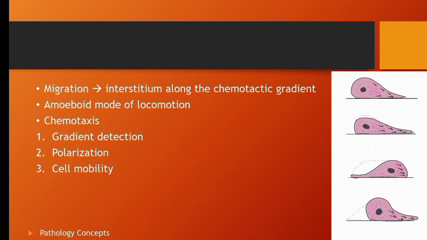After the completion of transendothelial migration, neutrophils migrate through the interstitium along the chemokine gradient. Granulocytes use the amoeboid mode of locomotion to reach the site. This process is characterized by actin-myosin contraction within the cell and the activation of beta-1 integrins. Neutrophils can detect the extracellular chemotactic concentration gradient and move towards the higher concentration. This whole process is called chemotaxis, and it has three different processes: gradient detection, polarization and cell mobility.